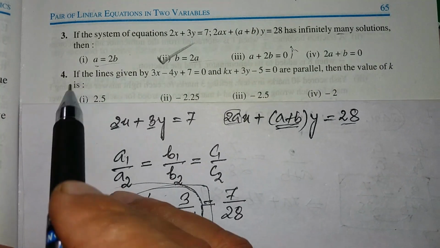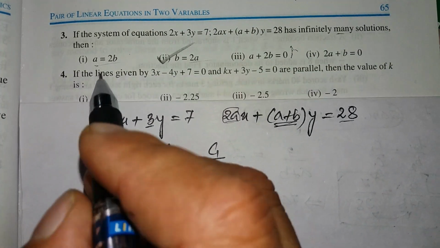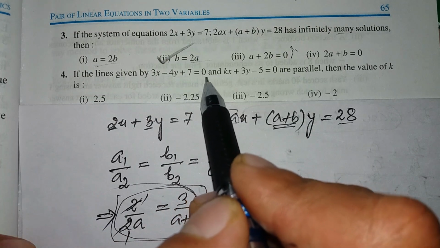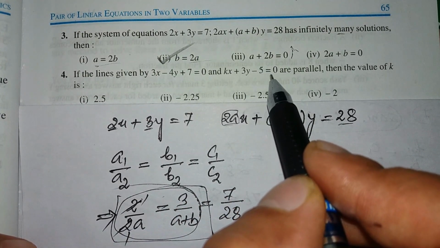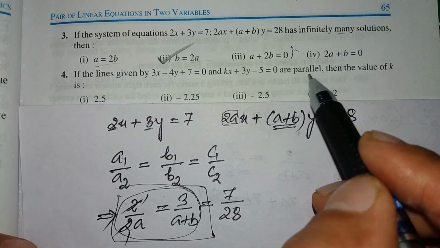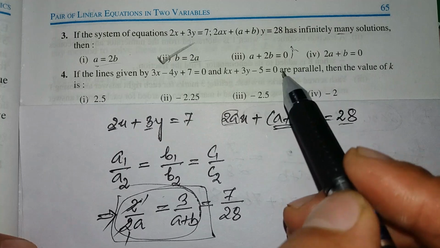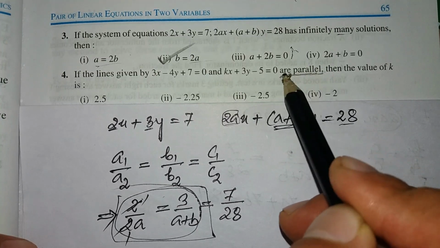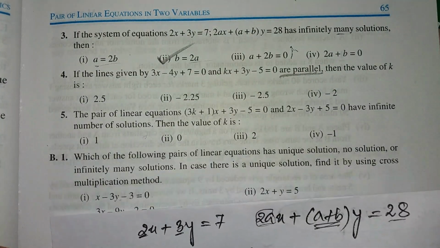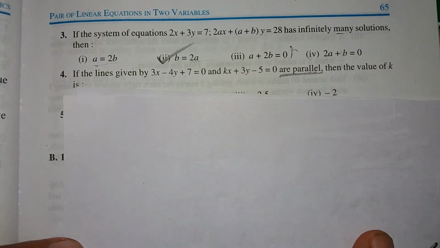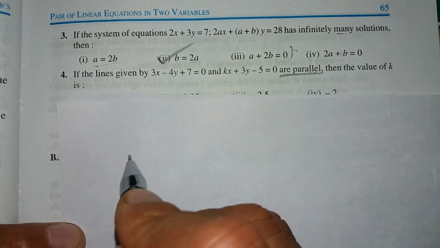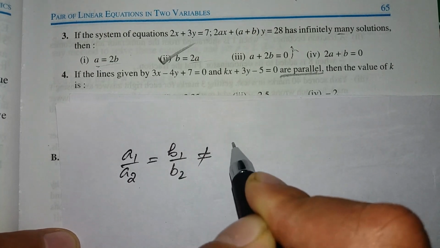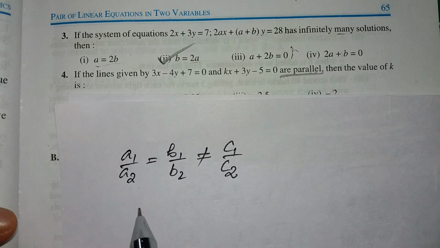Now let's see the next question, that is question number 4. Question number 4 is, if the lines given by 3x minus 4y plus 7 is equal to 0 and kx plus 3y minus 5 is equal to 0 are parallel, then the value of k is. Now here the condition given is that the two lines are parallel, and we know that for parallel lines, a1 by a2 is equal to b1 by b2, but it is not equal to c1 by c2. So this is the condition for parallel lines.